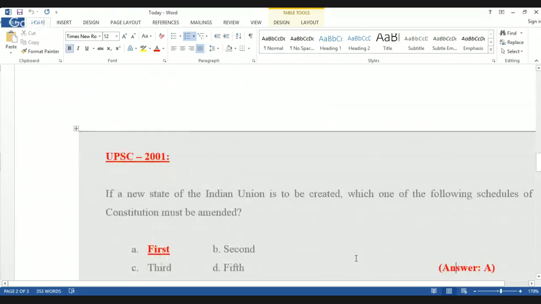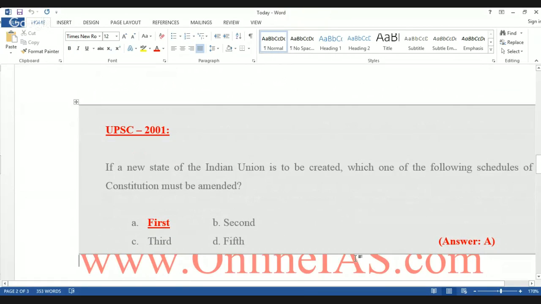Look at this. I have a question. Please have a look at this. If a new state of the Indian Union is to be created, which one of the following schedules of the Constitution must be amended? Just now I told you that the first schedule contains the names of all the states and union territories. Obviously, what will happen if you create a new state? A new state name has to be added to the first schedule. So then, obviously, the answer is A.